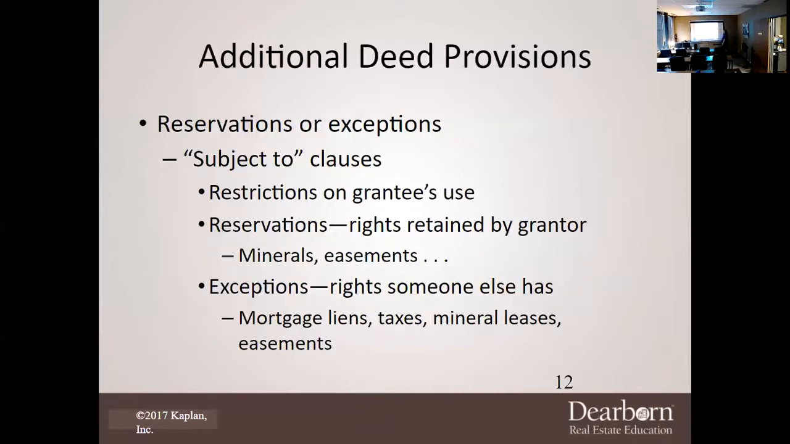Okay. Now, there also are reservations and exceptions. This is pretty interesting. As we go through these situations, we want to make sure that we review all of them. The subject-to clauses, of course, are going to be very important. What I mean by subject-to clauses is that the restrictions are going to be on the grantee's use.